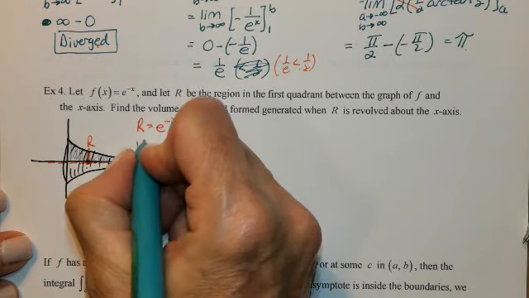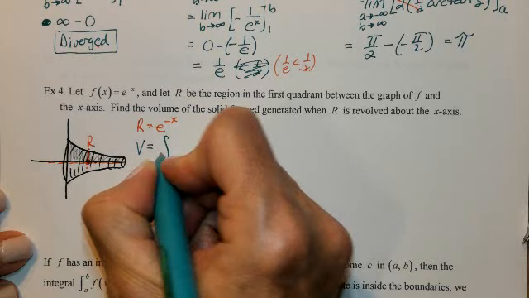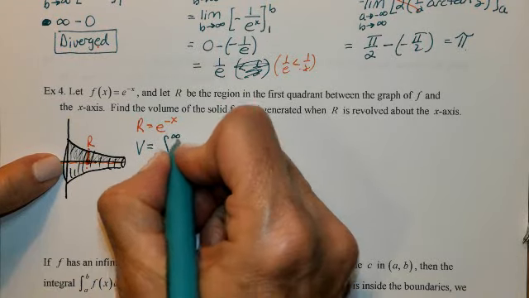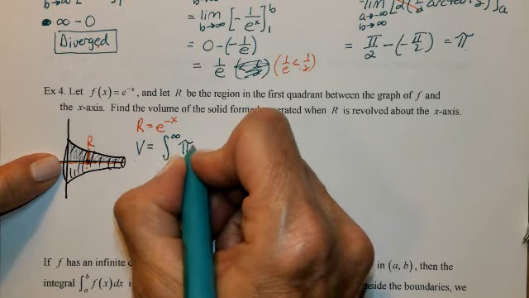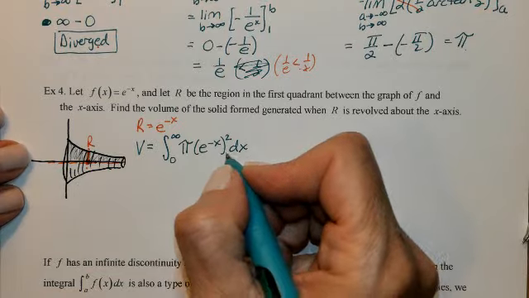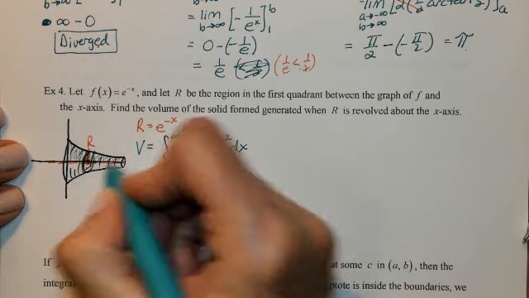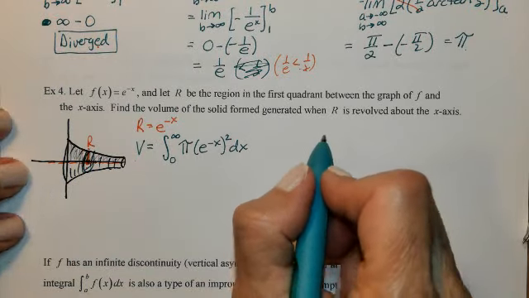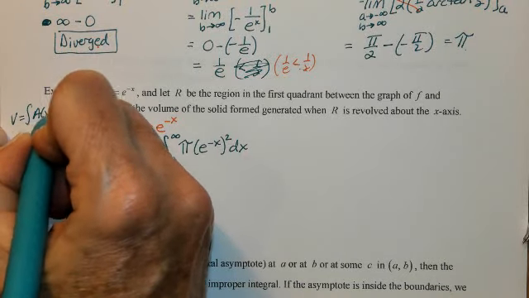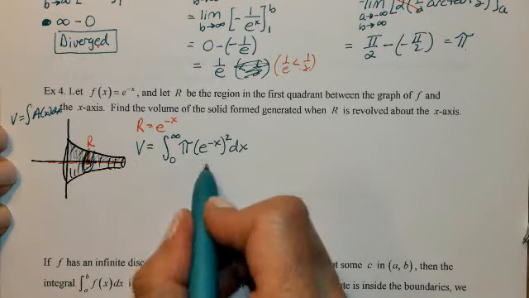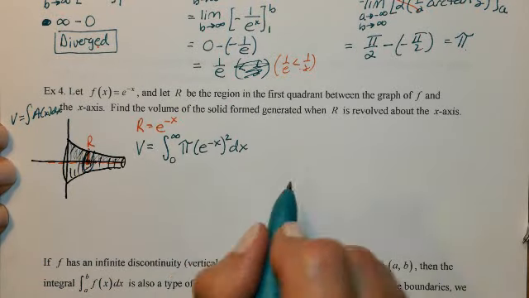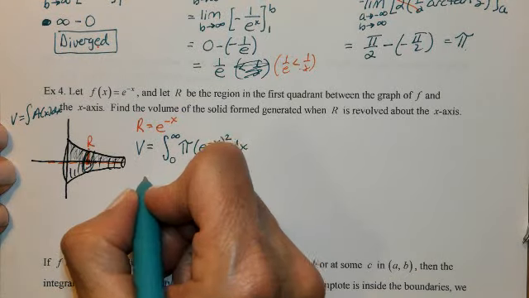So our volume will be the integral from 0 to infinity of pi r squared dx, pi r squared, because the cross section is a circle. Okay? Remember, volume is the integral of area dx always. So in this case, the area is pi r squared. All right. We just need to figure this out. So let's figure it out.